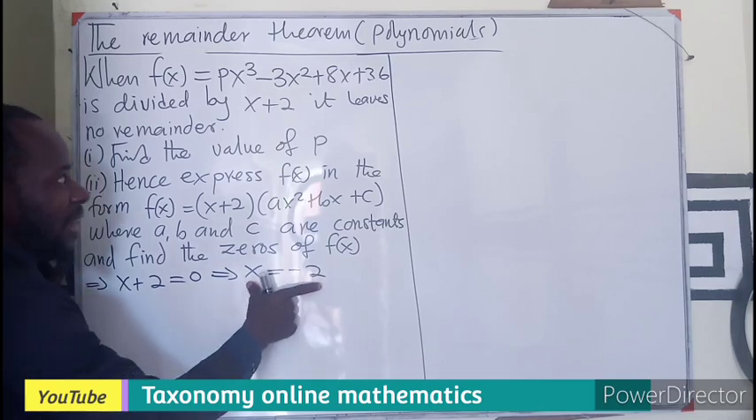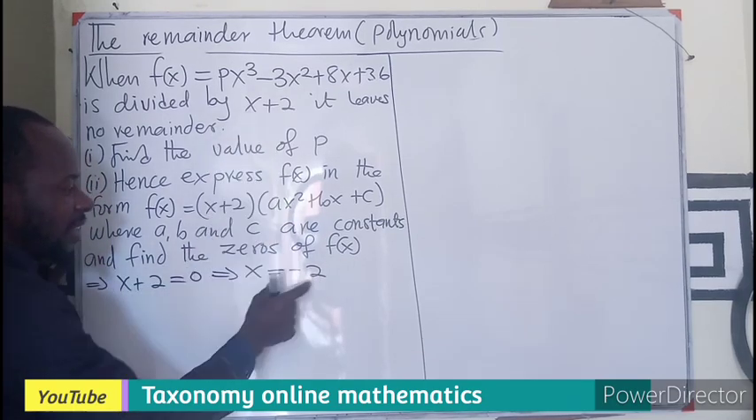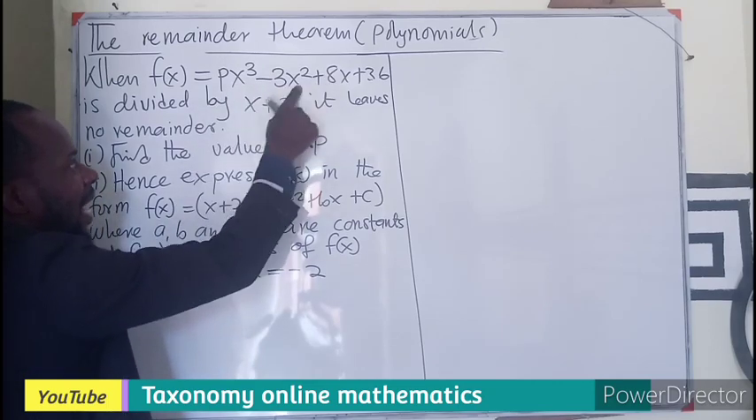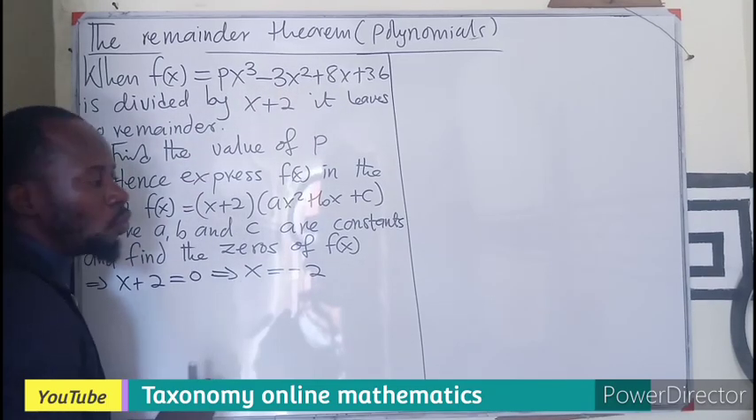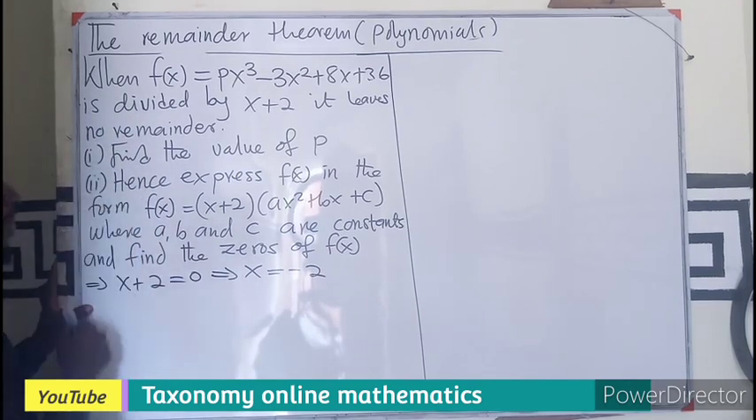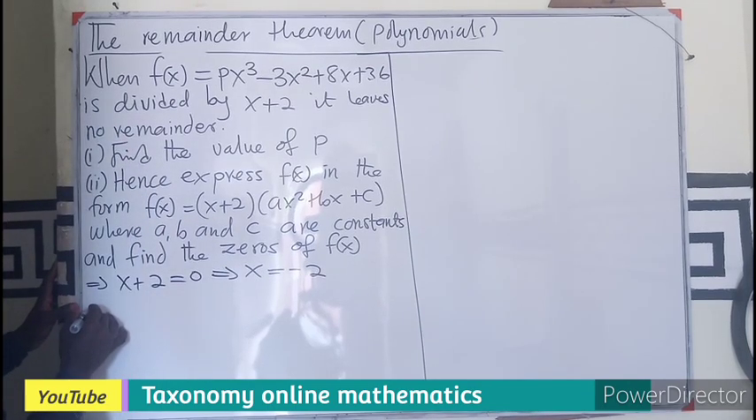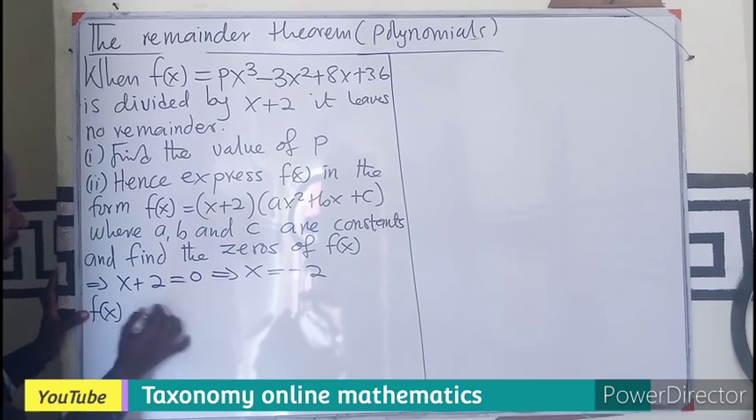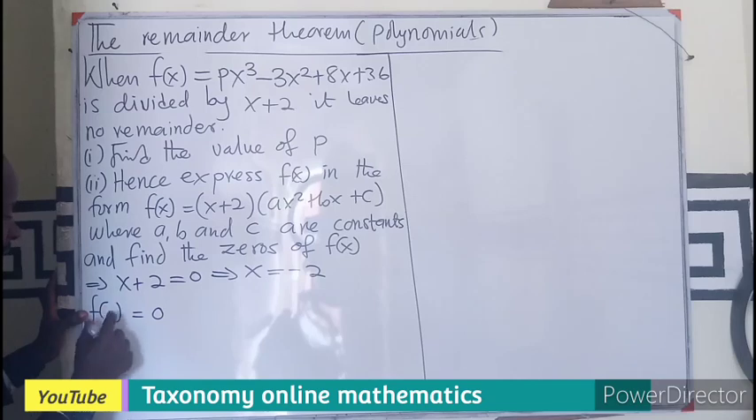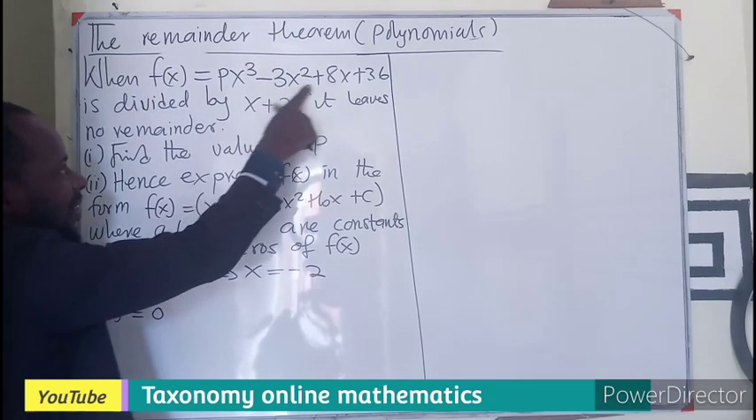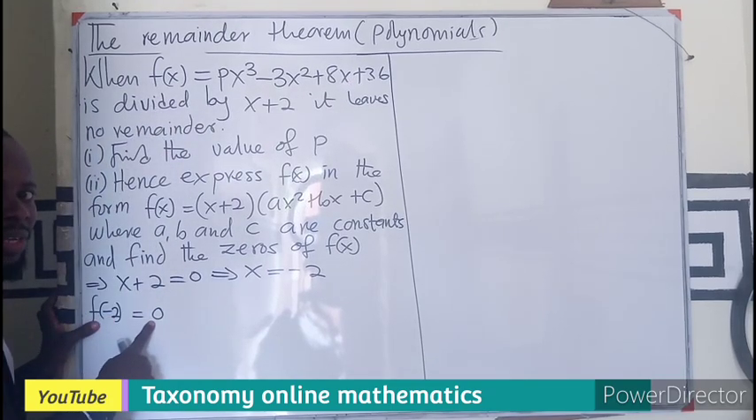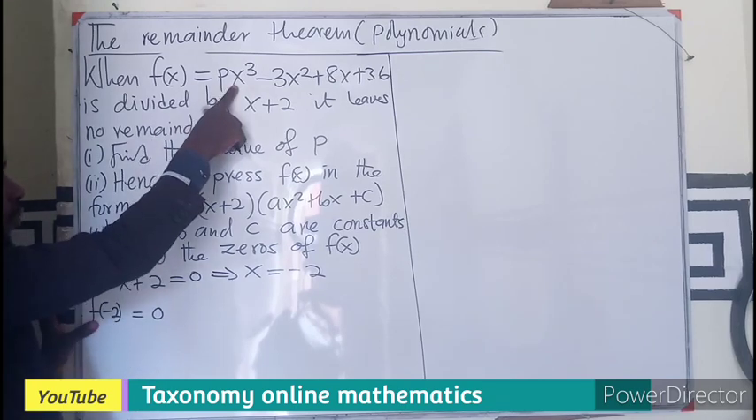So now that we have x equals negative 2, the x is no more x, but the x is now going to be negative 2. If it leaves no remainder, then it means f of x is going to be 0 when x is negative 2. The f of x has x in it. Now when x changes to negative 2, the value you will get is 0.